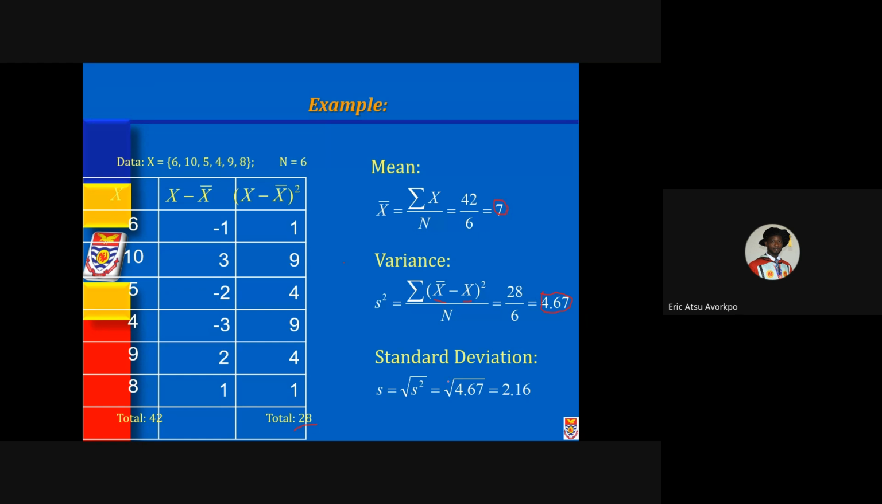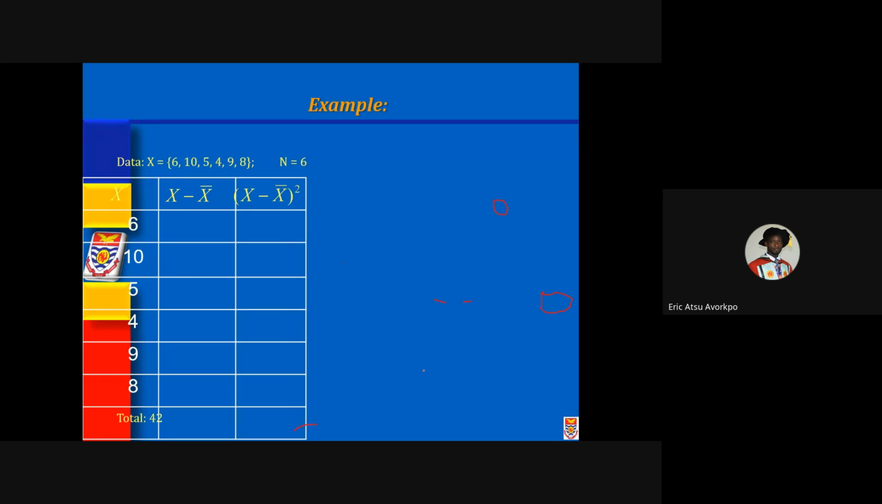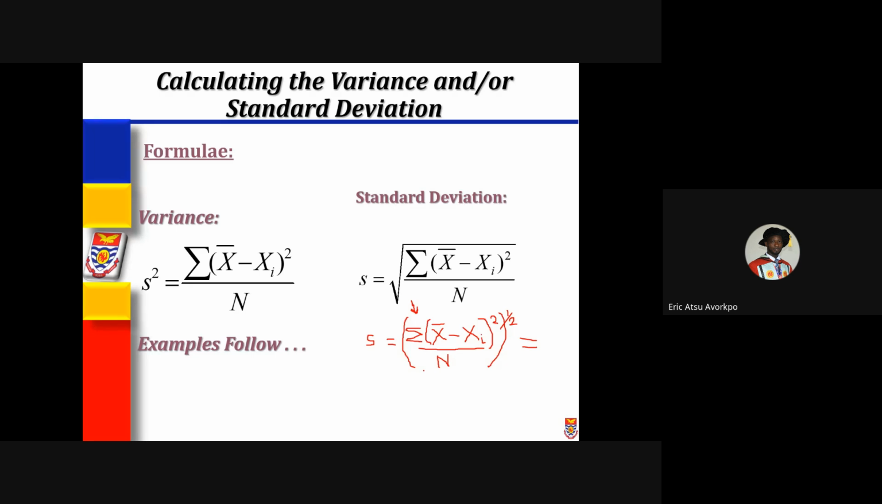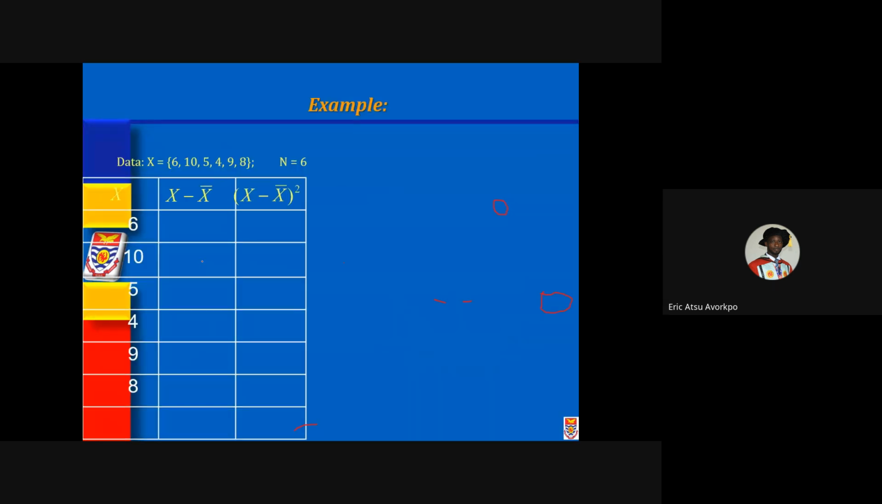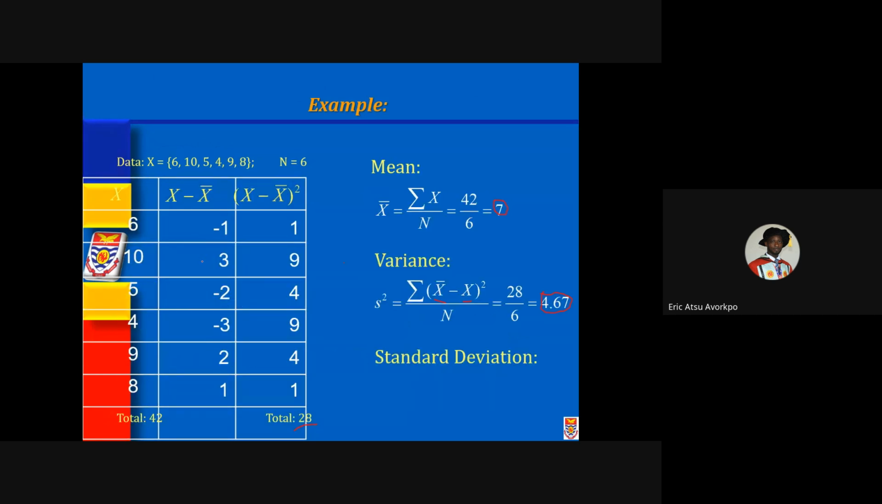Then the standard deviation would have looked like this. It is the square root of the variance, because if you look at the formula we mentioned here, you see that the standard deviation is just the square root of the variance value. So what prevents you from just taking the square root of the 4.67? Once you do that, please don't square this again, because this one is what we already have as 4.67.